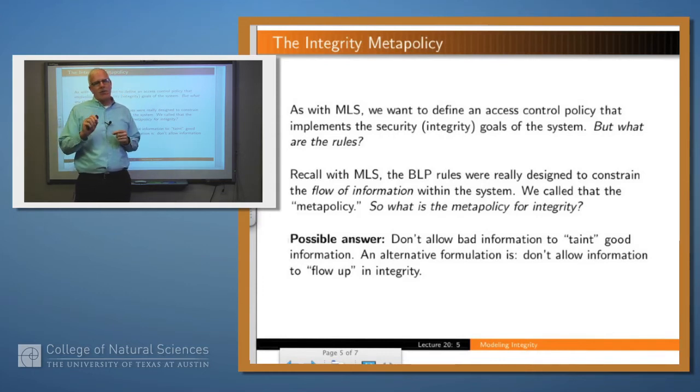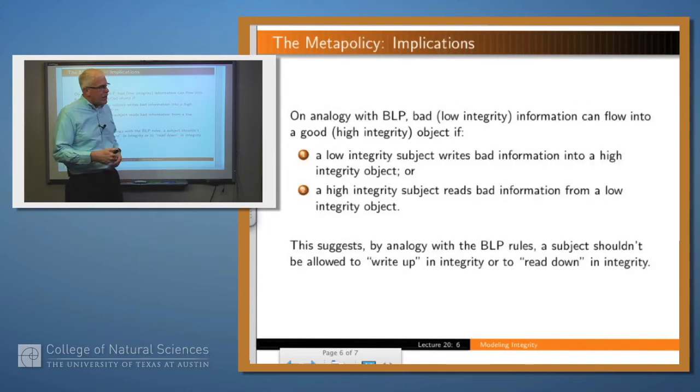I would like to suggest to you that for integrity, our meta policy is something like the following. We don't want bad information, i.e. low integrity information, to corrupt higher level or high integrity information. That's what we don't want to have happen. By analogy with Bell and LaPadula, remember there we didn't want information to flow down in confidentiality. Here we don't want information to flow up in integrity.